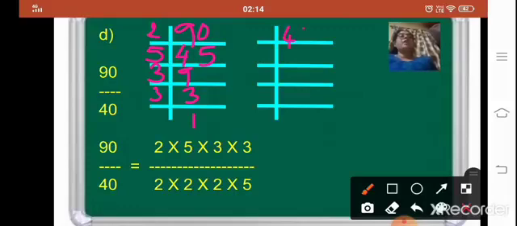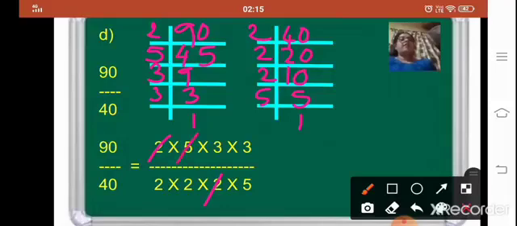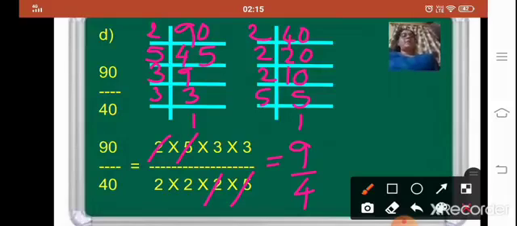Same way for 40, it is divisible by 2. So 2, 2 2s are 4, 0. 2 again, 2 1s are 2, 0. 2 5s are 10 and then 5 1s are 5. Okay, now in this 2 you can cancel and 5 you can cancel. So what is left? 3 3s are 9 and 2 2s are 4. So I have reduced it to the lowest term by taking out the prime factors. Okay.